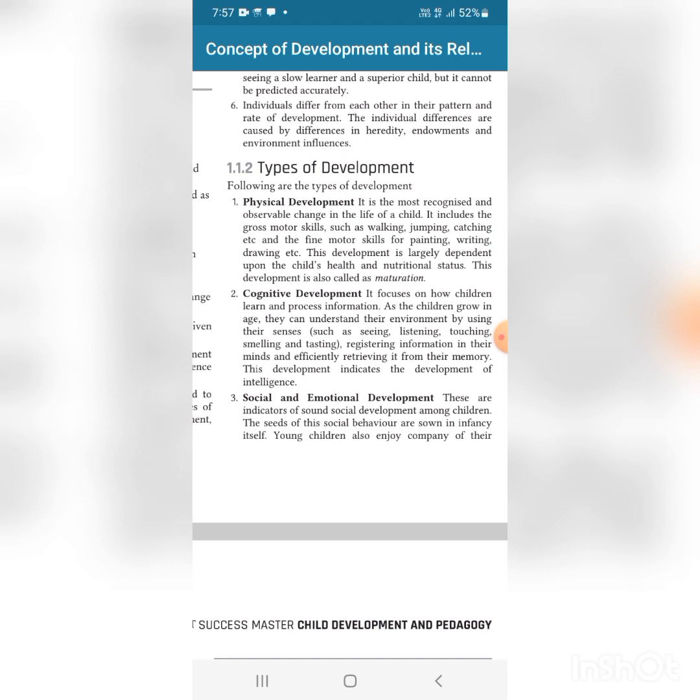It is the ability of children to recognize their environment or the place they are living in as they grow up with the help of their senses such as seeing, listening, touching, smelling and tasting. Just like recording information in their brain and efficiently retrieving it from their memory. Cognitive development is the indication of the development of intelligence.